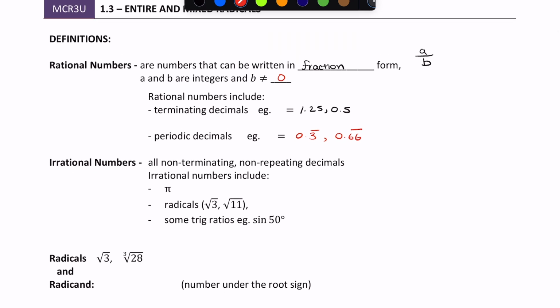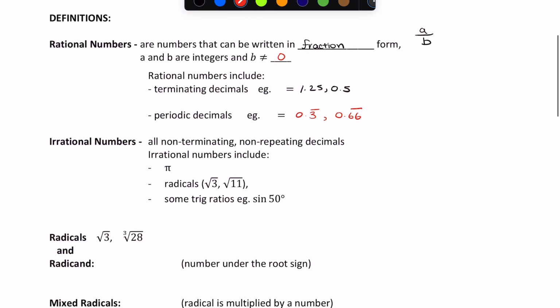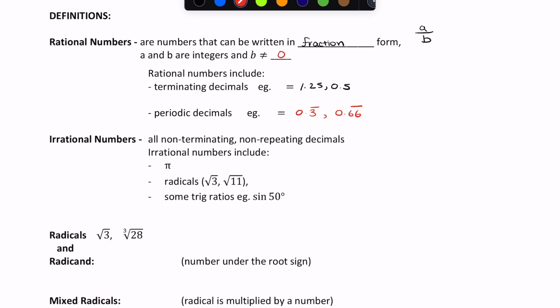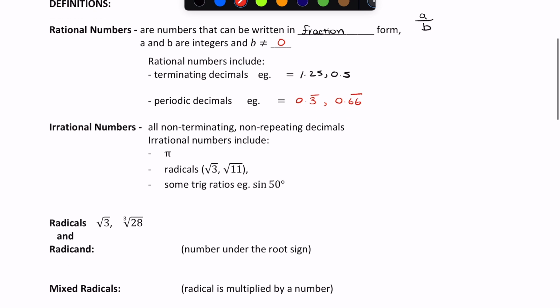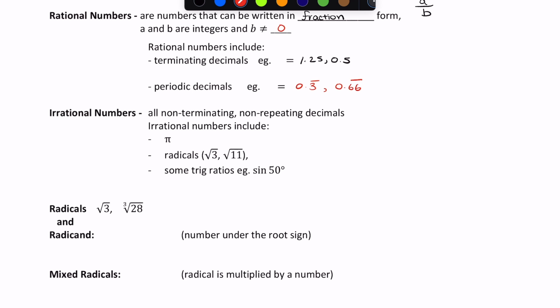When we look at irrational numbers, these are all non-terminating, non-repeating decimals. So irrational numbers will include something like pi, radicals, which are square root 3, square root 11, and some trig ratios, for example, sine 50.